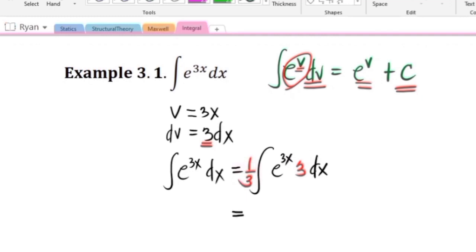So we can now see that this 3x here, the derivative of that is the 3 dx. So its derivative is already beside it. Therefore, your answer is equal to 1/3 e raised to v. So that is just 1/3 e raised to 3x plus the arbitrary constant c.